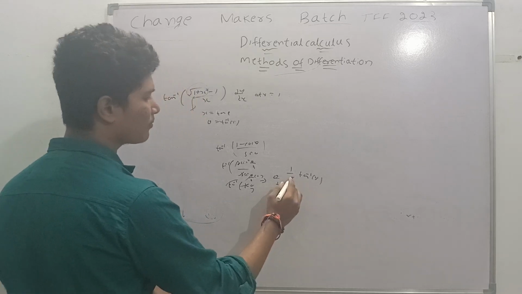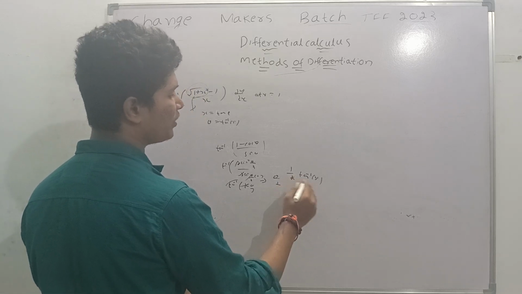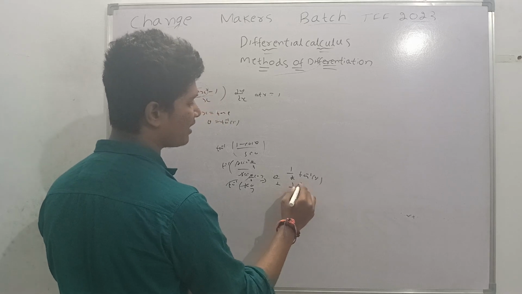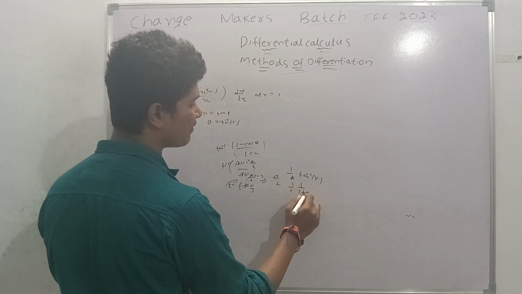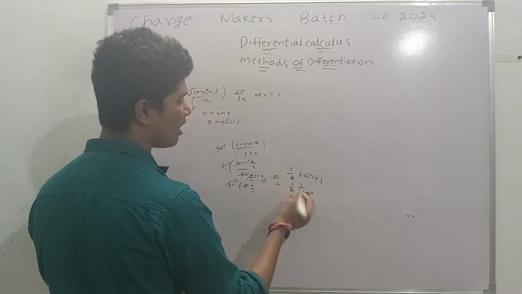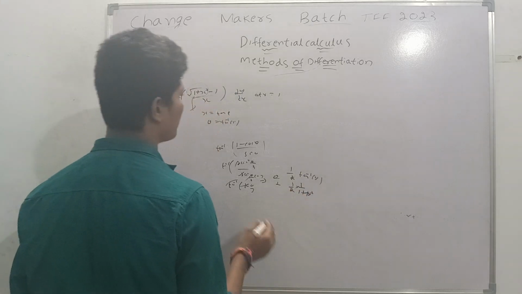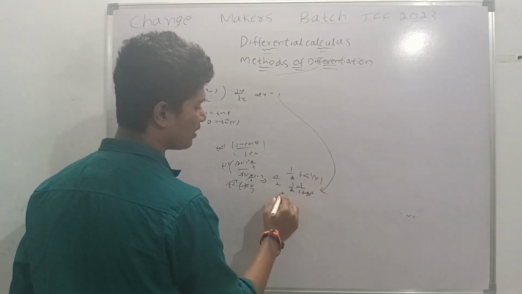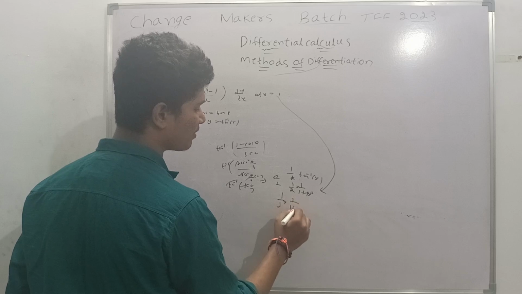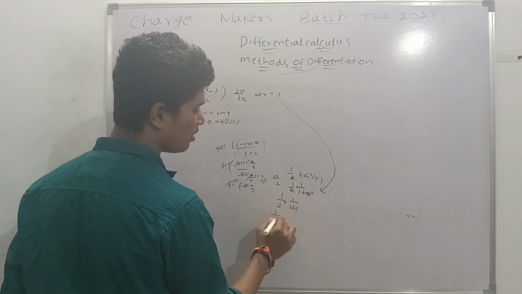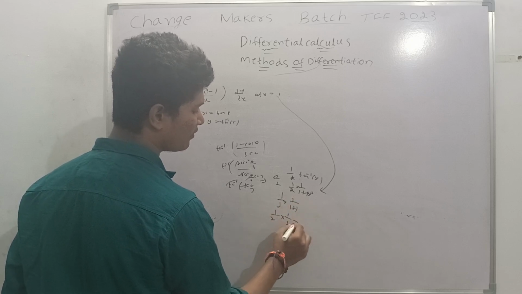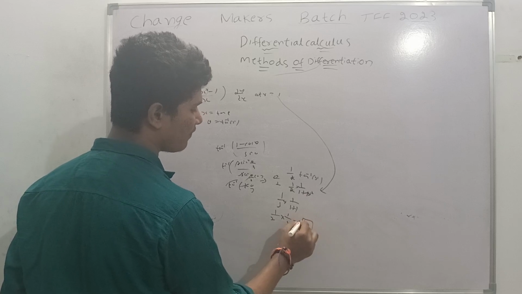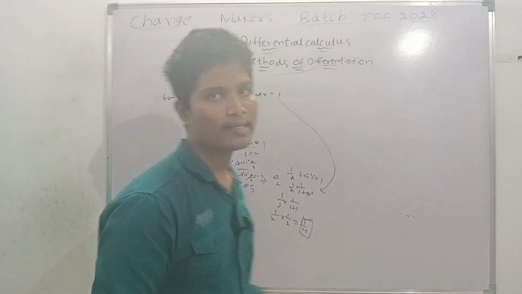We have to differentiate this. Half into tan inverse x. What is the differentiation of tan inverse x? 1 by 1 plus x square. So half into 1 by 1 plus x square. We are finding at x equal to 1. So half into 1 by 1 plus 1, that is half into half, that is 1 by 4, the answer. So this is the final question, and that's it.